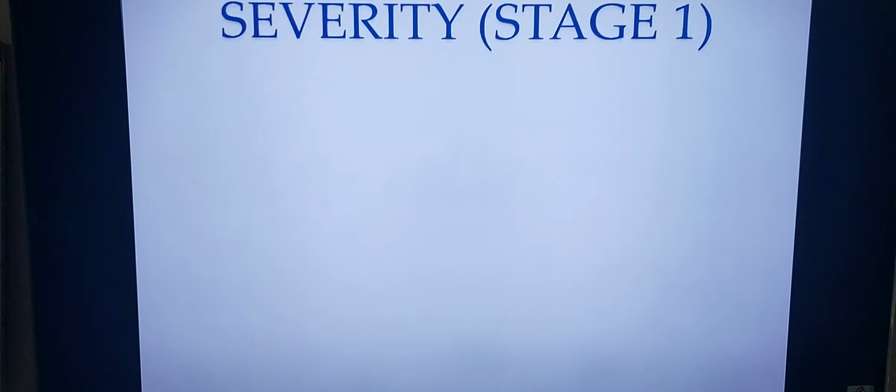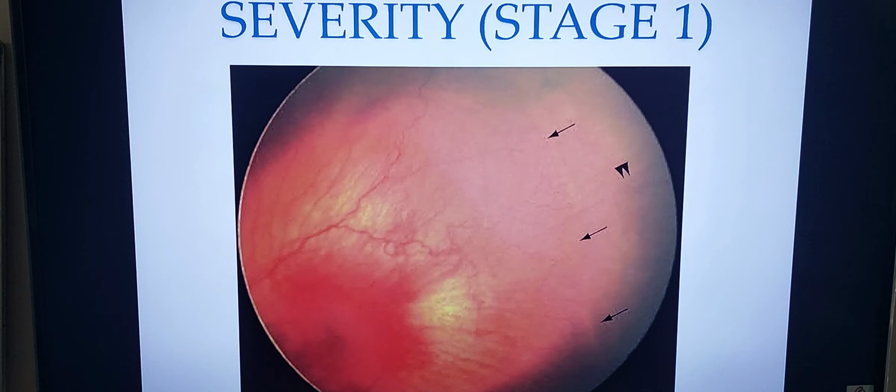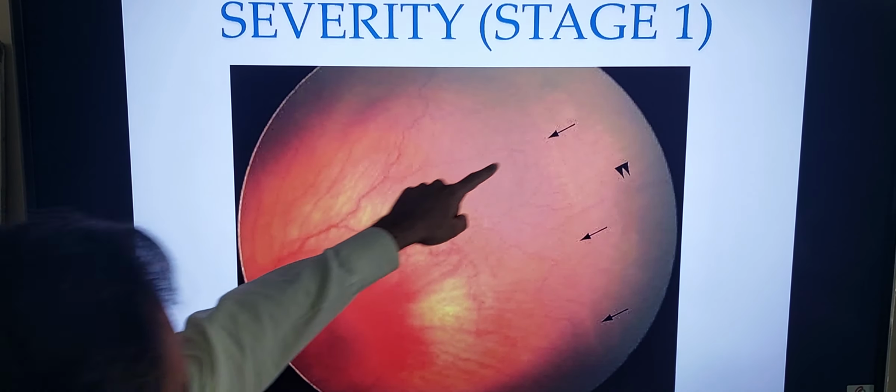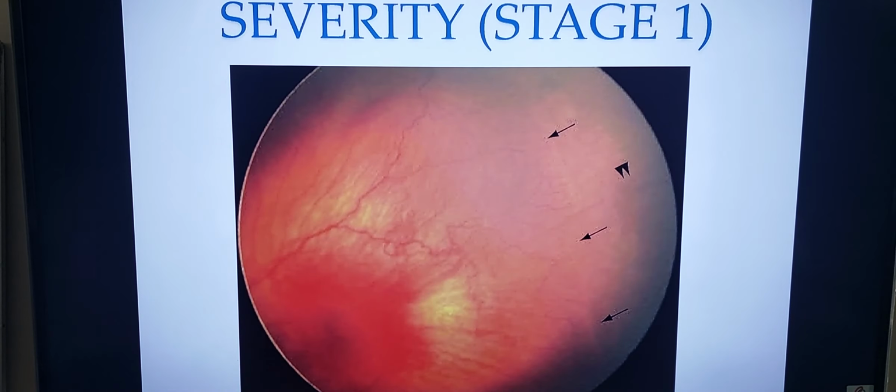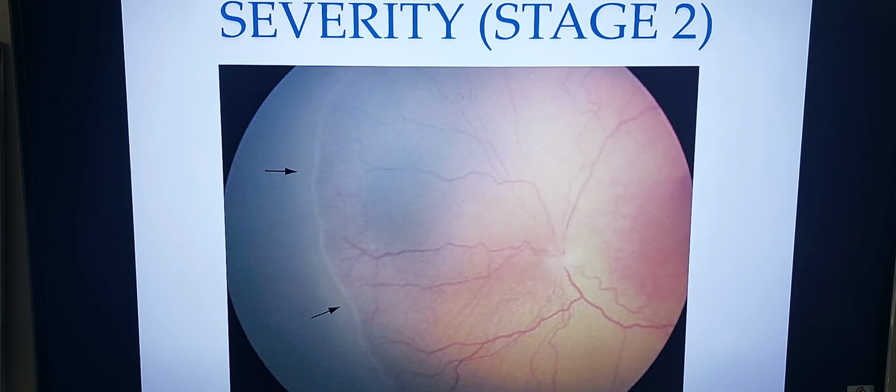So when we talk about severity, there are 5 stages: stage 1, 2, 3, 4, 5. This is stage 1. In stage 1, as you can see these arrows over here, it's the demarcation line. You only see a demarcation line in stage 1. This is stage 2. This is a ridge. That line has further solidified and turned itself into a ridge.